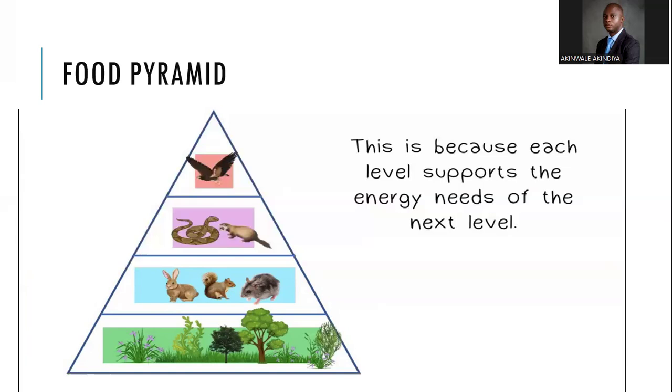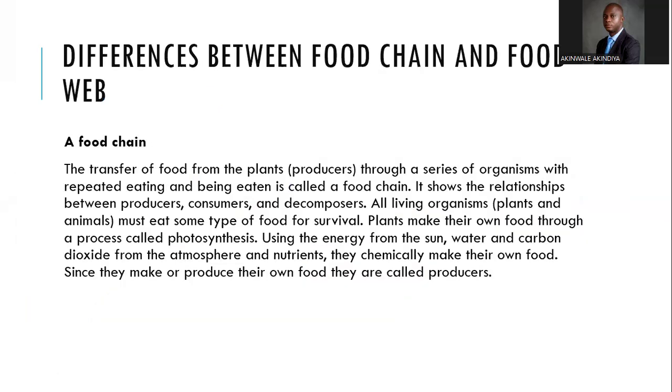So if you have more snakes than rodents, what is going to happen? The snakes are going to die out. The rodents are going to die out. So this is the essence of the food pyramid.